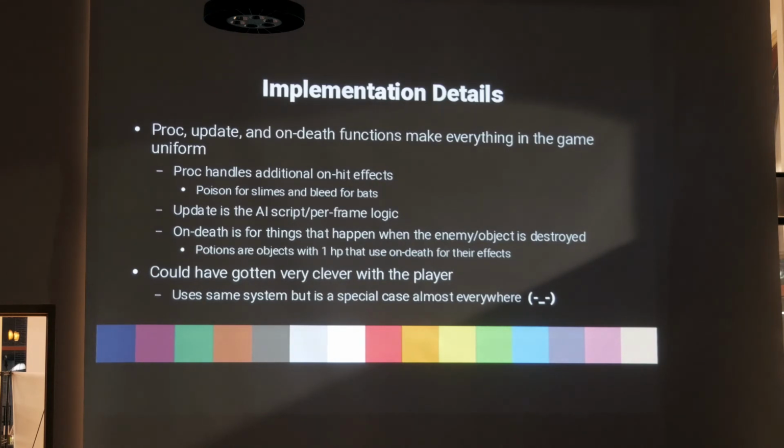The slimes and bats will actually also use their on death in order to generate the potions. They'll roll a die on death that will decide whether or not they're going to generate a potion that will drop right where they were. So I could have gotten really clever with the player because the player uses the exact same system as everything else in the game, but I'm a jerk and I special cased the player in a lot of places, so it is not as uniform as it could be. This is definitely an area where I could go back and make it very nice.